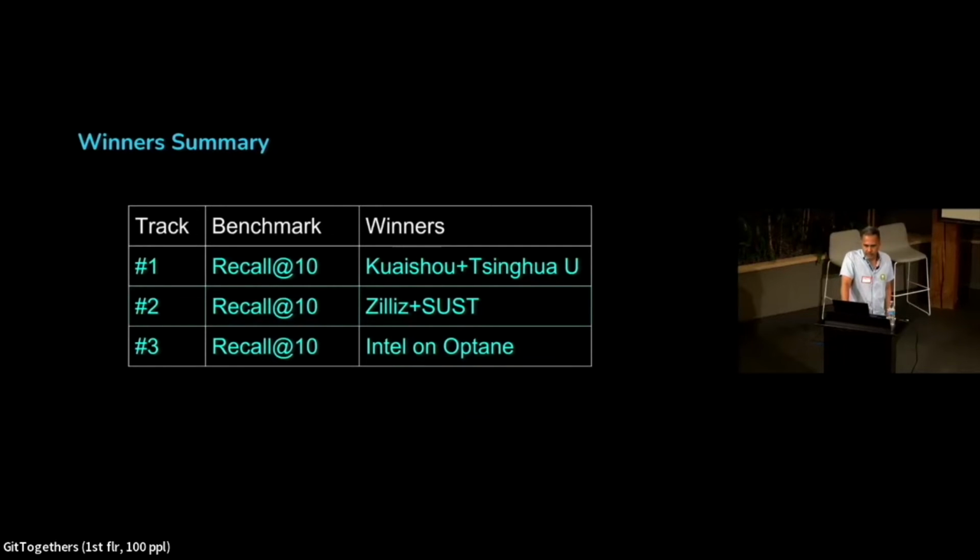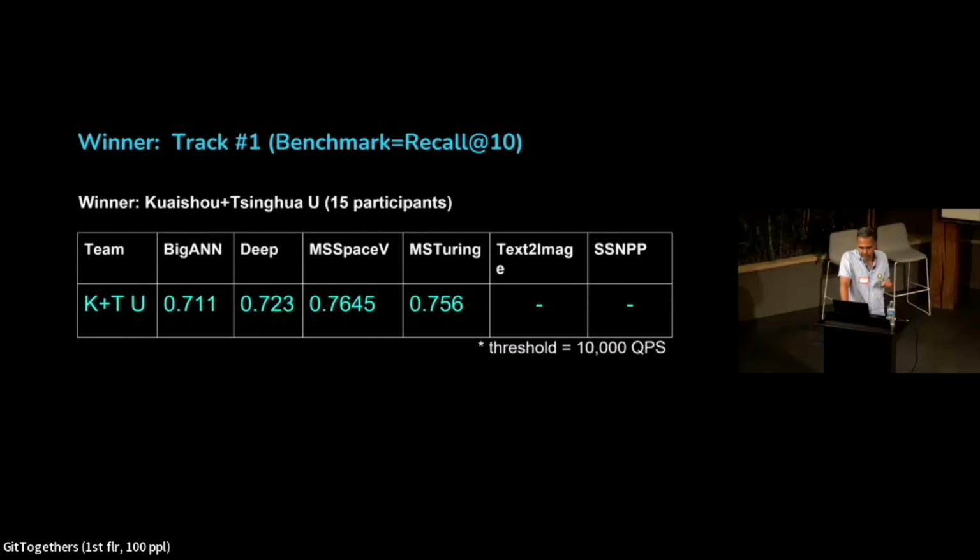All right, so these are the winners for the recall benchmark for the various tracks. Track 1, a collaboration of Kaohsiung and Tsinghua University. Track 2 was a collaboration between Zilliz and Shanxi University of Science and Technology, I think, and Intel, using their Optane non-volatile memory technology, won track 3. The devil's in the details here, how we actually rank and chose a winner.